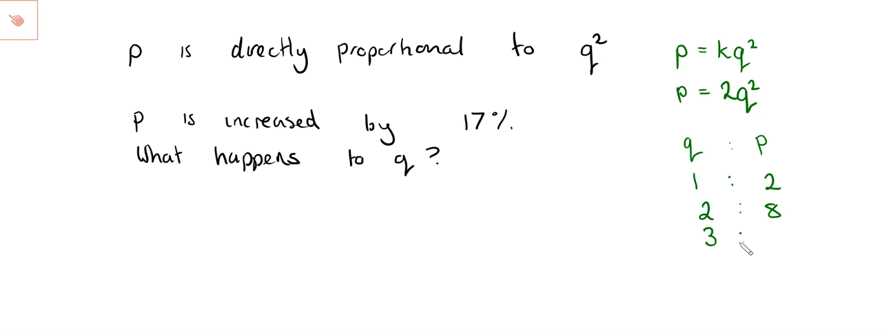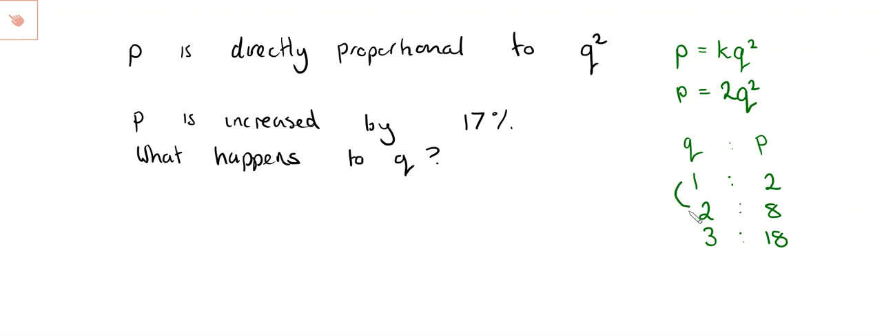And if Q is 3, P is 18. You forgot the 2 times this time. Q squared, 3 squared is 9, but that's it. So I've got some numbers. I chose K, that's fine. I found some numbers. They are related in that way. That's fine. But that doesn't answer this question.